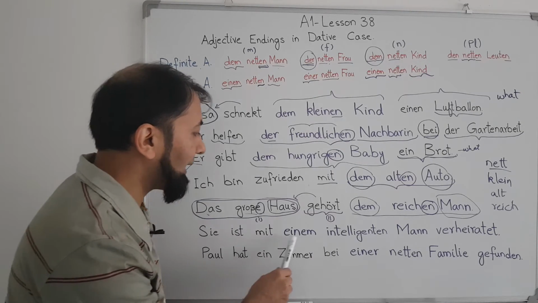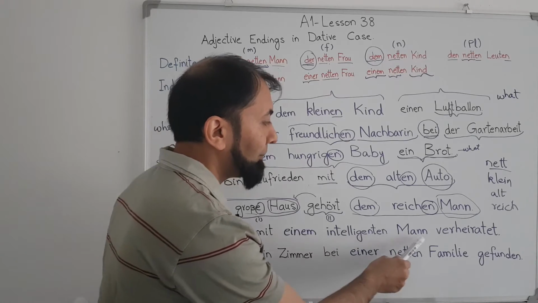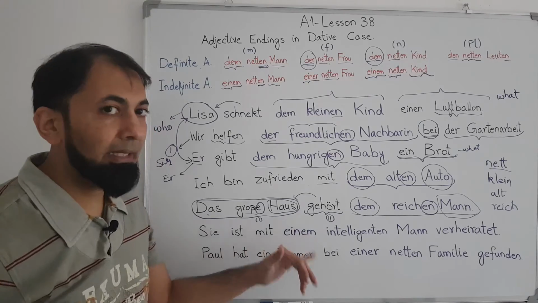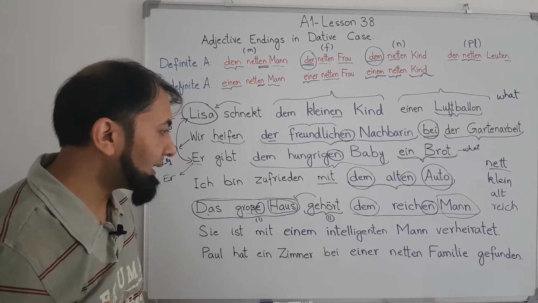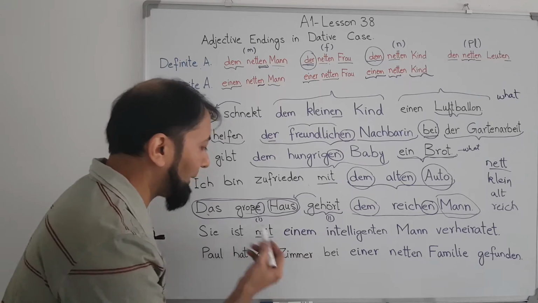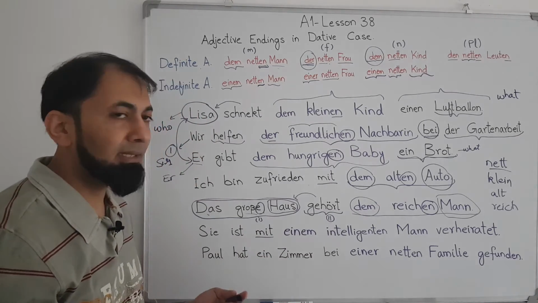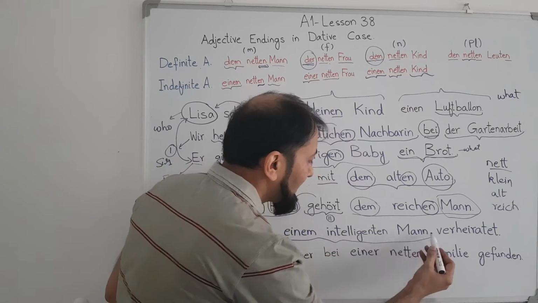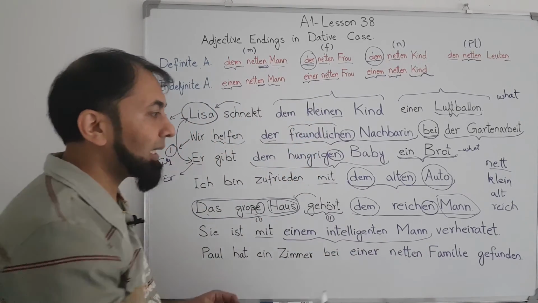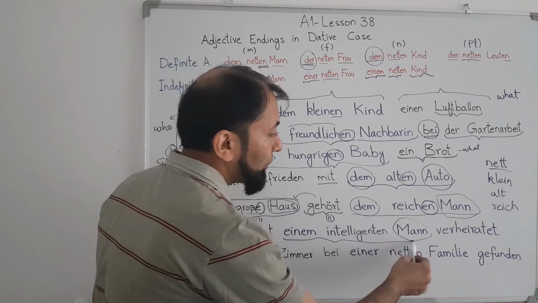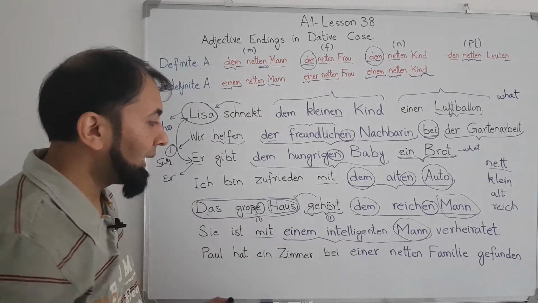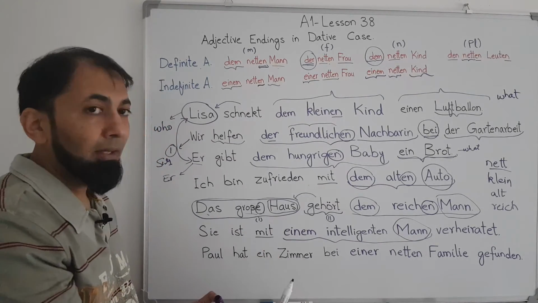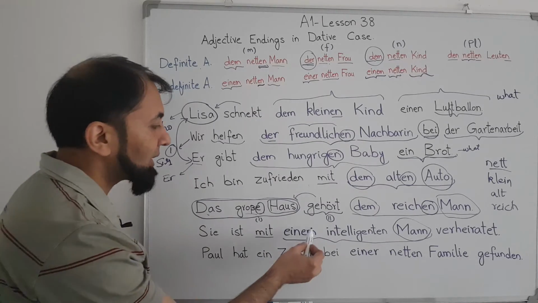Sie ist mit einem intelligenten Mann verheiratet. She is married to an intelligent man. Now in this sentence, again I am using a dative preposition. Therefore the part of the sentence after this dative preposition will be in the dative case, which means this part. And in this part I have again one noun, Mann, which is a masculine noun, and we have to see what the indefinite article for a dative masculine noun is, which is einem.